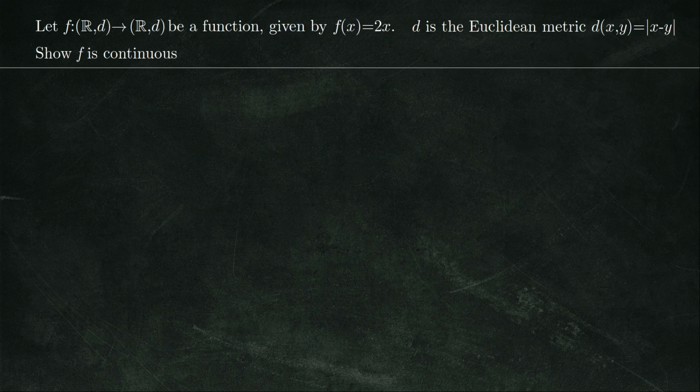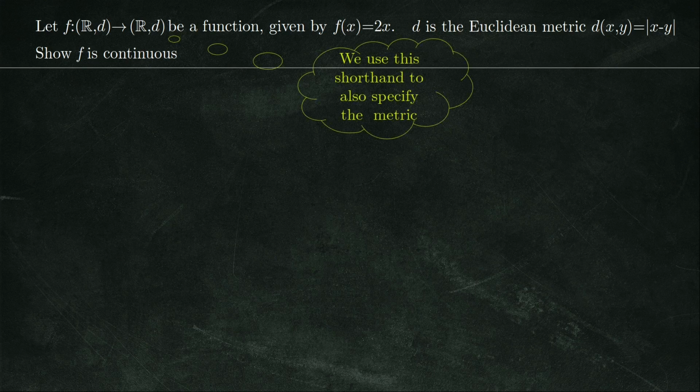Right, for our first example, we want to show that the function f, which is given by f of x equals 2x, is continuous. And d here is the Euclidean metric, which in 1D just reduces to the modulus of the difference. And note that we use this bracket notation as a shorthand to also specify the metrics. Remember, for functions, we normally just say a set and then what set it maps to. We're going to include the metrics just because they're going to keep changing. And this is a bit easier to write.